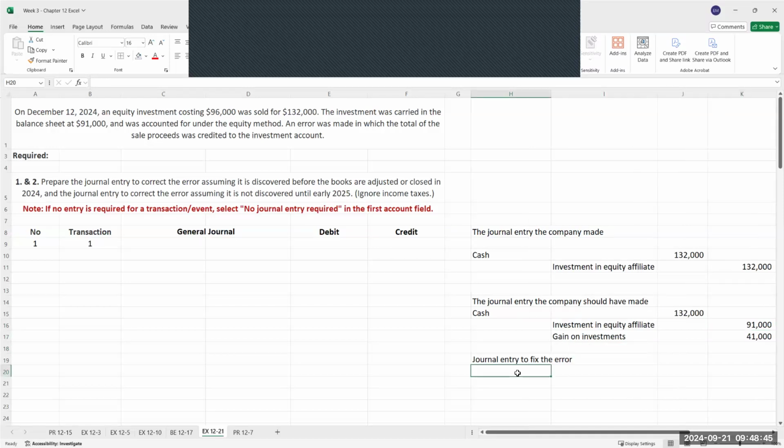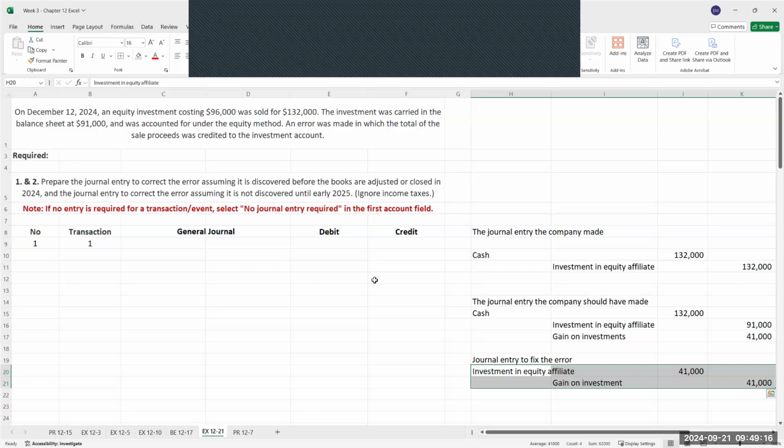All right. So how much do we need to reduce it by? Investment in equity affiliate, the balance needs to be reduced as follows. The amount that was originally reported of 132,000, we need to decrease it to 91,000. So therefore, we need to debit the investment in equity affiliate account. And then from there, we would credit our gain on investment for the $41,000. All right. So that would be our first journal entry that we would need to record.